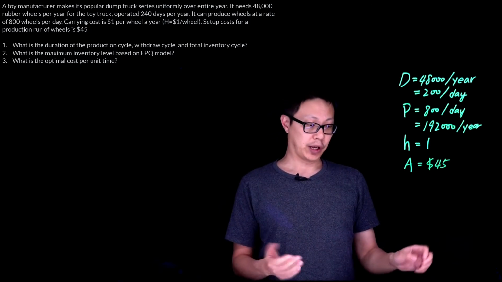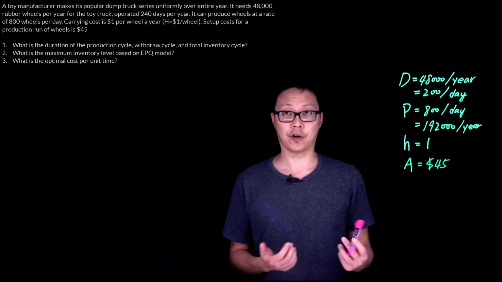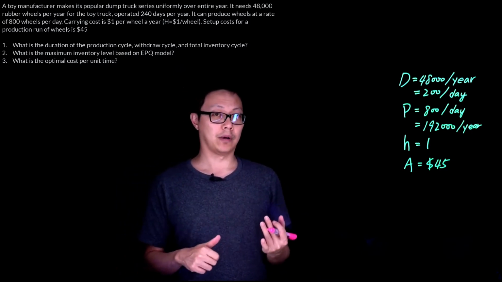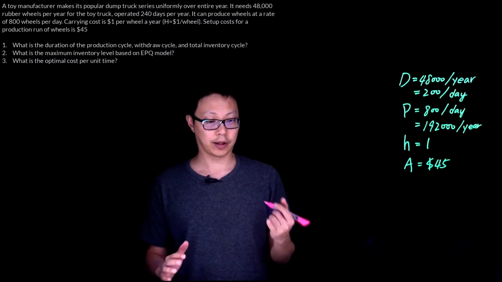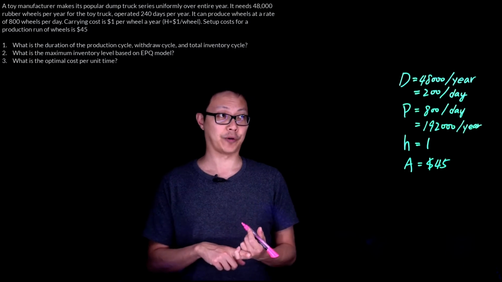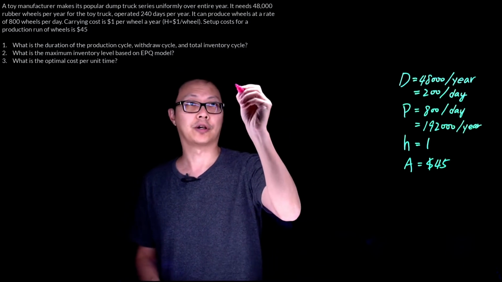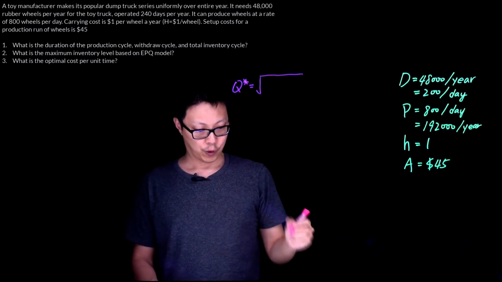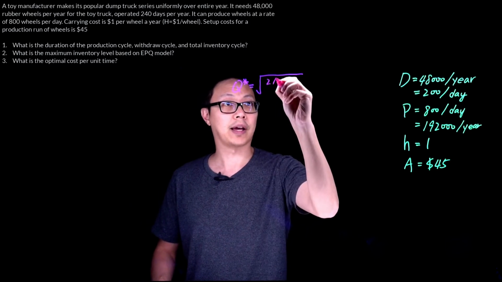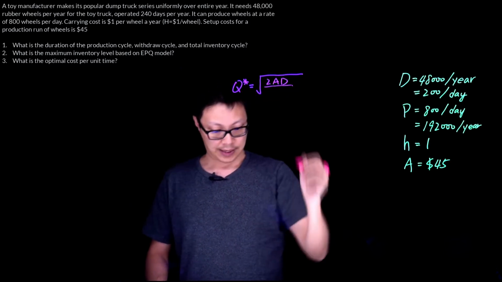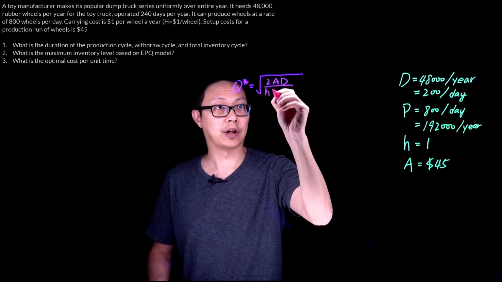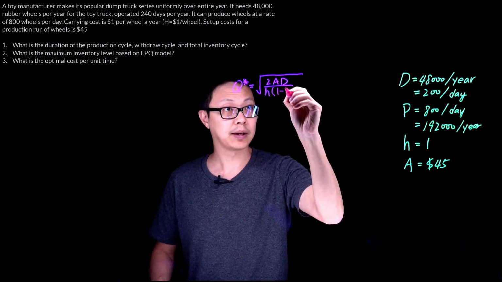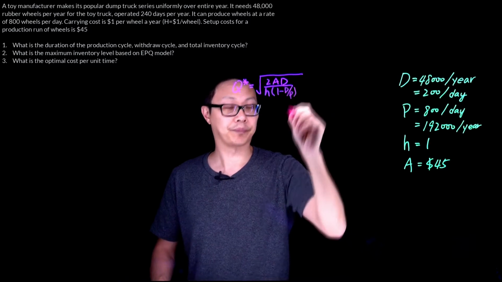So we have everything we need for the EPQ model. We can start to solve the problem. And the first thing we want to do is to identify the optimal order quantity, the total production quantity that you want to produce for every inventory period. So we have the Q star. Based on the formula for the EPQ, we know that's equal to the square root of 2 times A times D divided by H, the holding cost, times 1 subtract by D divided by P.